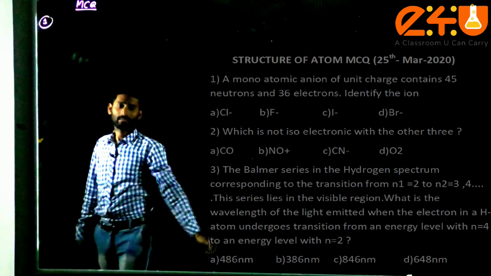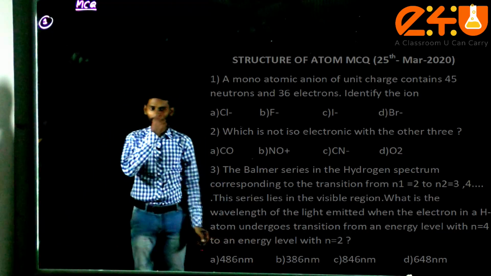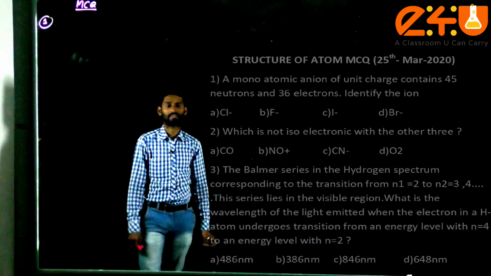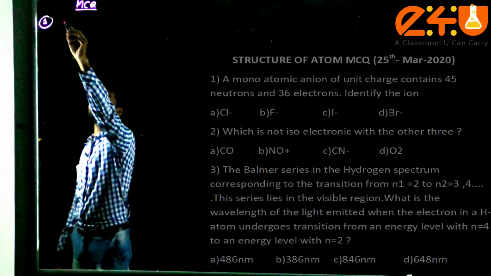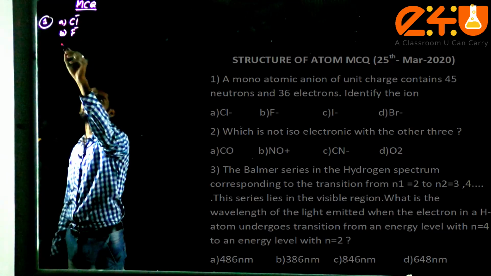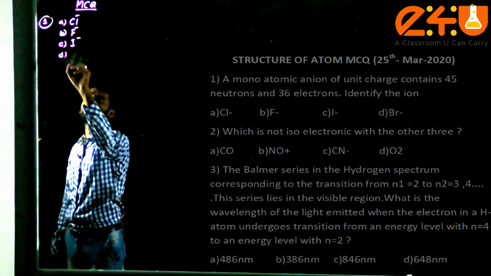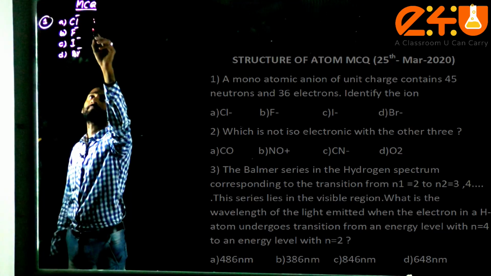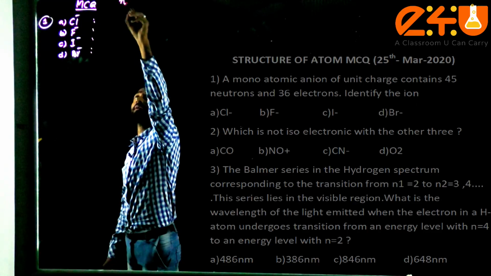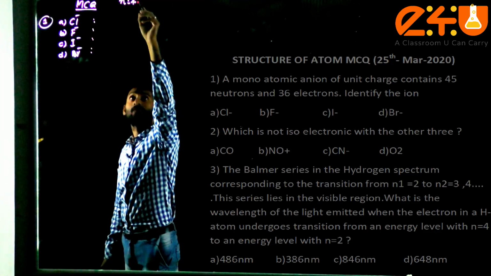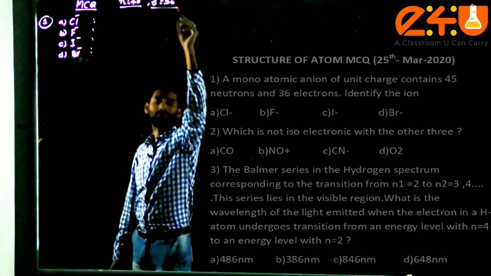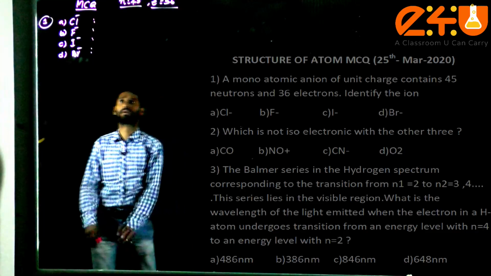The first question: a monoatomic anion of unit charge contains 45 neutrons and 36 electrons. Identify the ion. The options given are A, Cl minus; B, F minus; C, I minus; D, Br minus. Just check. They have given one hint, my dear students. The number of neutrons n is equal to 45, and the number of electrons is equal to 36. This is the hint given. Now we just have to calculate here.